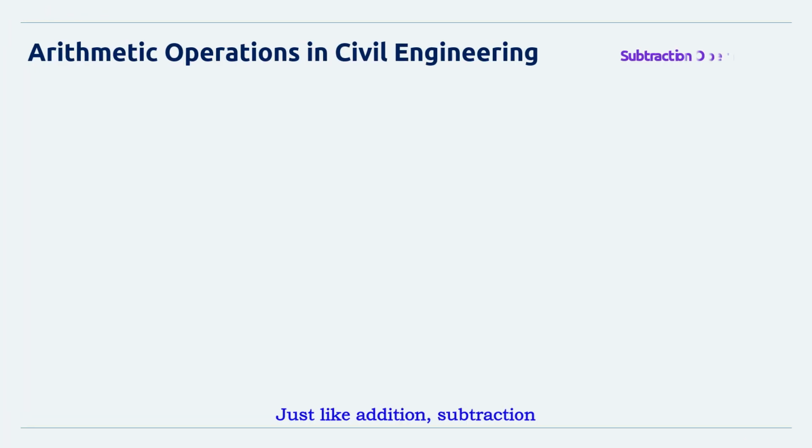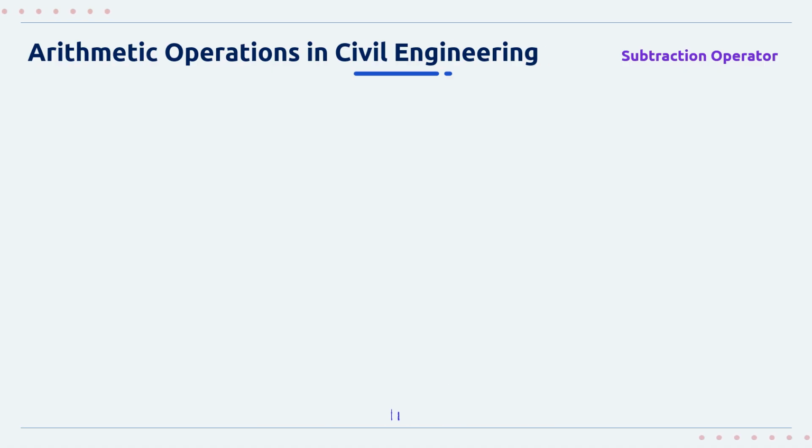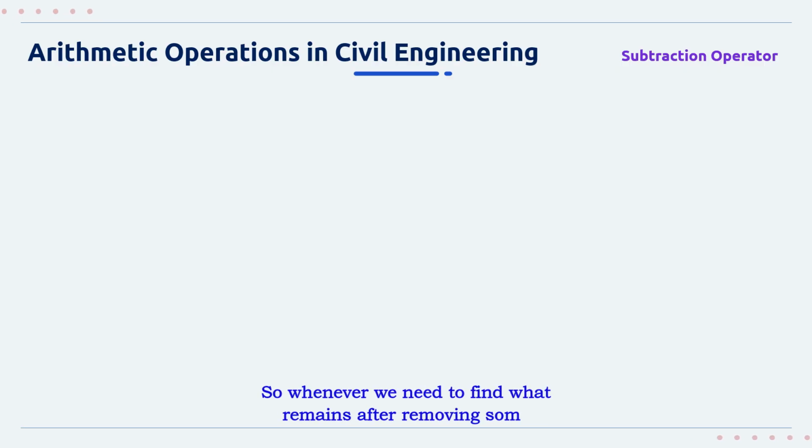Just like addition, subtraction is something we use regularly in civil engineering. For example, we subtract the number of cement bags used from the total stock. We subtract the completed road length from the total project length. We subtract expenses from the total budget. So whenever we need to find what remains after removing some quantity, we use subtraction.